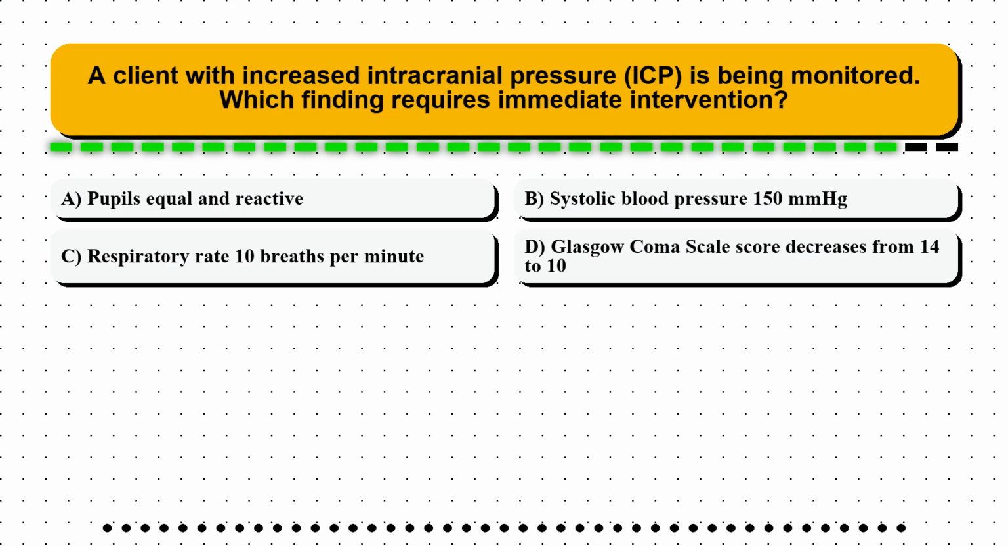Question 1. A client with increased intracranial pressure, ICP, is being monitored. Which finding requires immediate intervention? Option A, pupils equal and reactive. Option B, systolic blood pressure 150 mmHg. Option C, respiratory rate 10 breaths per minute. Option D, Glasgow Coma Scale score decreases from 14 to 10.